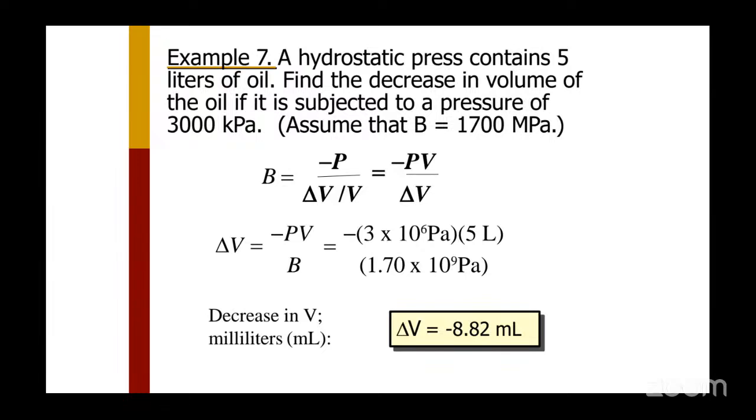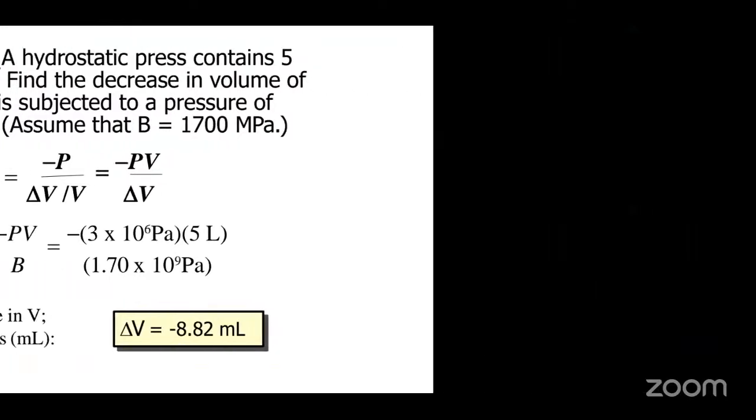So we rearrange the expression to make change in volume, delta V, the subject of the formula. So when we do that, we have minus PV over B. P is the pressure, which is 3,000 kilopascal, and the volume is 5 liters, all divided by the bulk modulus, which is 1700 megapascal. So if we substitute the values and simplify, we have a decrease in volume as minus 8.82 milliliters.